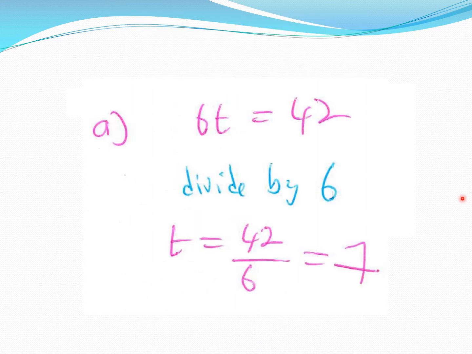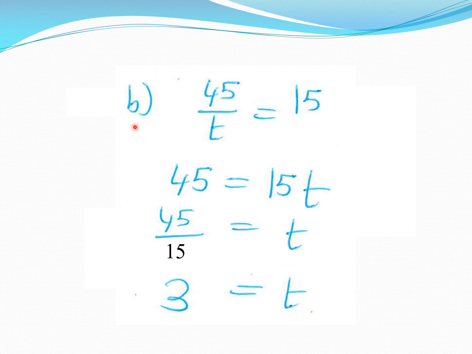So part A, hopefully nice and easy. 6t equals 42. Divide both sides by 6. t equals 42 over 6 equals 7. So part B, 45 over t, 45 divided by t equals 15. Again, we cross multiply, 15 over 1 if you want to view it that way. So 45 times 1 equals 15 times t. Divide both sides by 15. 45 over 15 equals t. t equals 3.